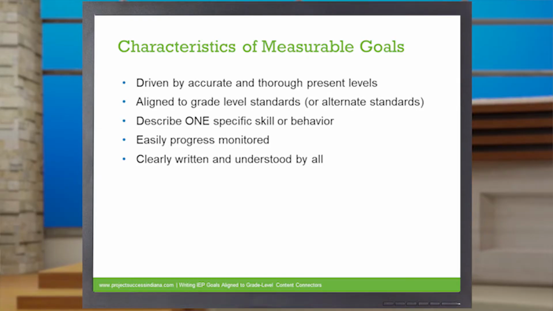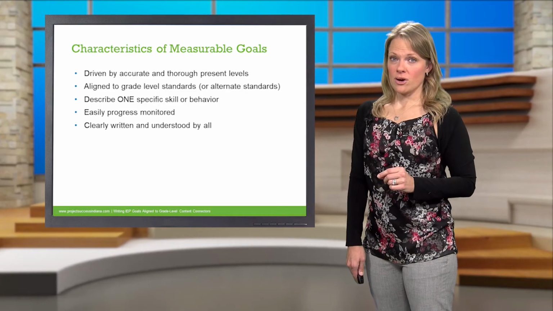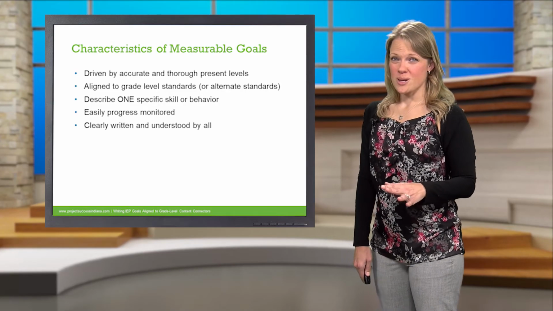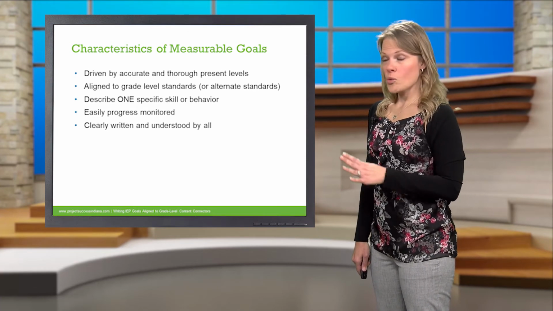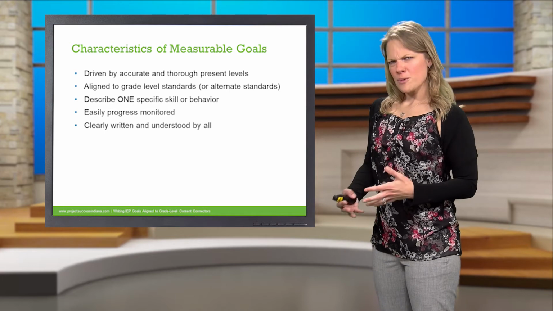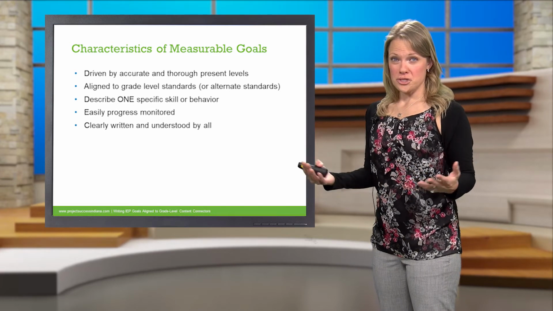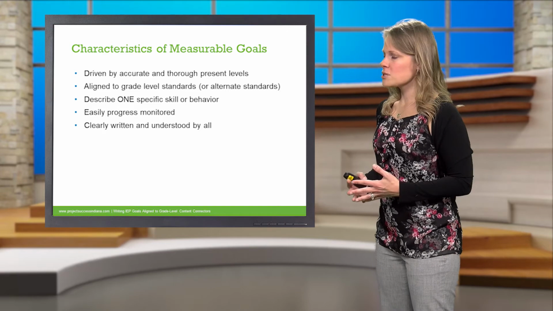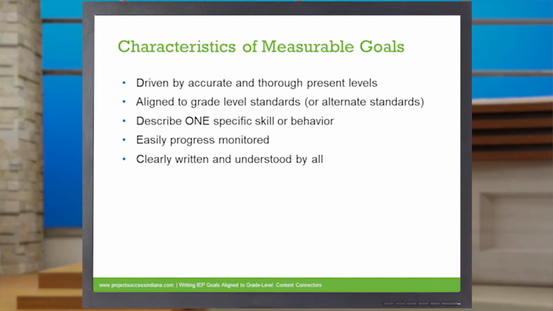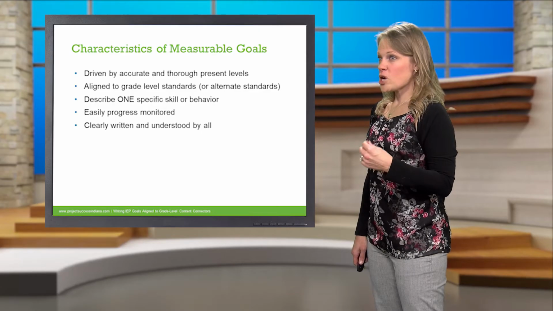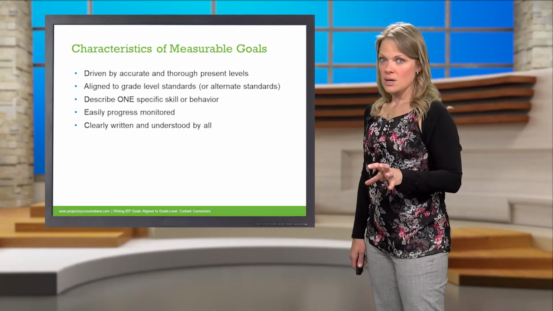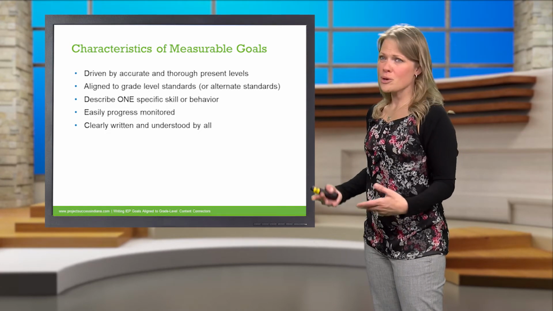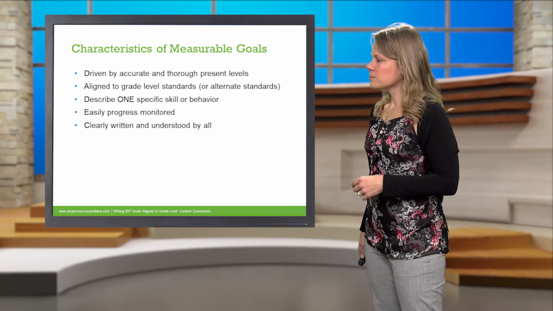A measurable annual goal should describe one specific skill or behavior. Otherwise, it becomes impossible to progress monitor. The more skills and behaviors you start including in one measurable annual goal, the more things you have to progress monitor, the more complicated it becomes to determine whether a student has reached mastery or not. So we really want it to be on one specific skill or behavior. It has to be easily progress monitored in order to keep track of how things are going. If it's too much of a process and procedure to keep progress monitoring on this, it won't happen, and then we won't know if they're reaching the goal or not.